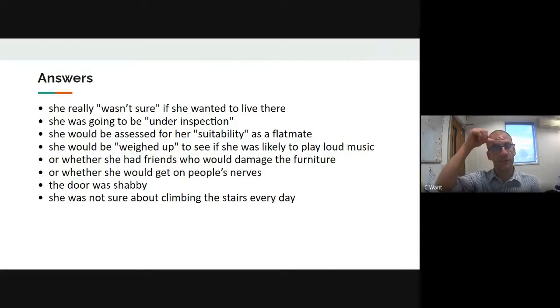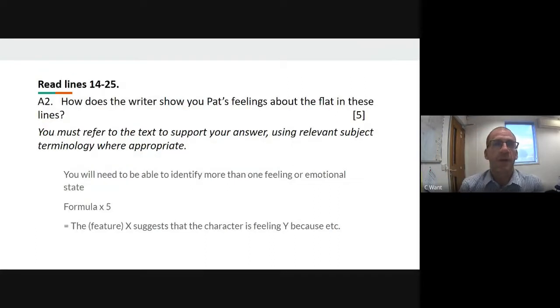And that's question 1. I'm not going to dwell on that any longer. Question 2, read lines 14 to 25. We'll have a look at them in a minute. Another 5-mark question. How does the writer show you Pat's feelings about the flat in these lines? You must refer to the text to support your answer using relevant subject terminology where appropriate.